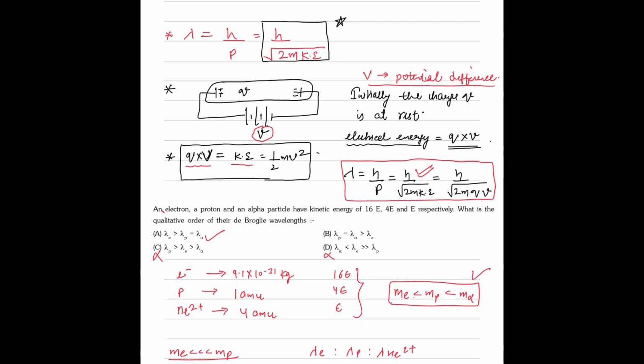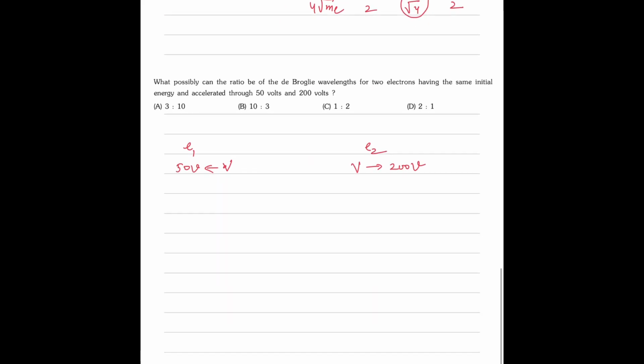We have utilized this formula, so we apply it here. In this case kinetic energy is E into 50, where 50 is the potential difference and E is the charge of electron. This is KE1. What is KE2? Second kinetic energy is again charge into potential difference. Charge is E, into potential difference 200. So this is KE2.